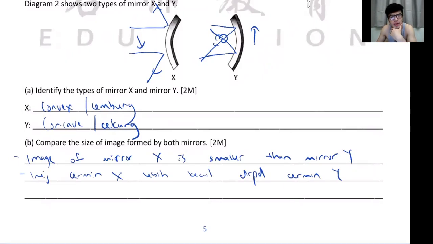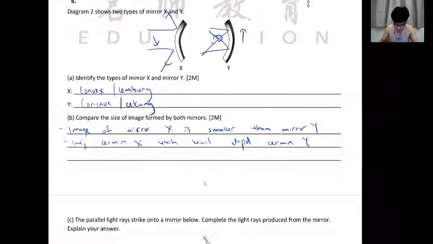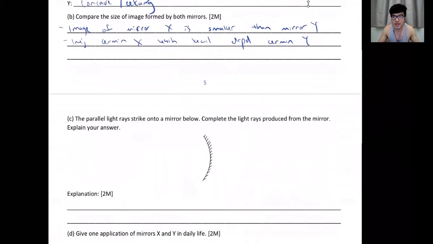I don't think this is 2 marks. I think this is at most only 1 mark. Because they only want the size of the image. One bigger, one smaller. So let's move on. If you need me to go back, you let me know, because if you're not saying anything, I just assume that you have done copying.